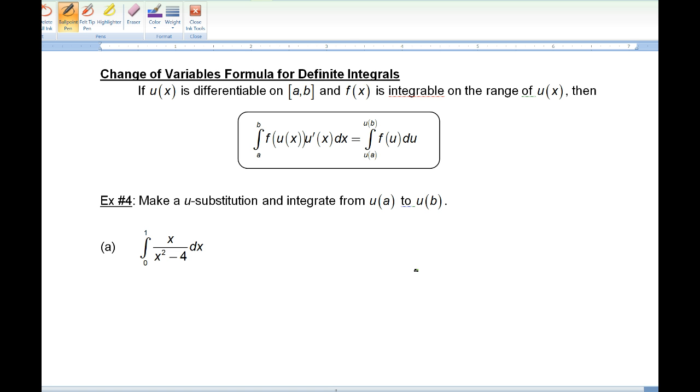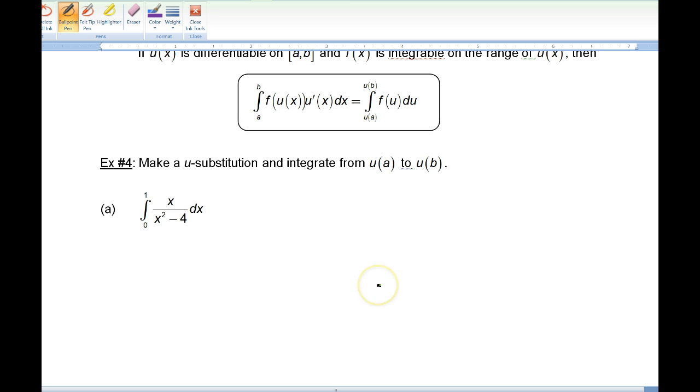Don't we just find the integral and then do it from the bounds? Okay, so basically, if you change everything to u, these bounds, 0 and 1, go with the variable x. So if we change everything to u and change the bounds, then we can just solve it with u. It makes it easier.